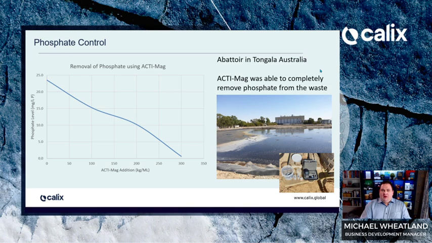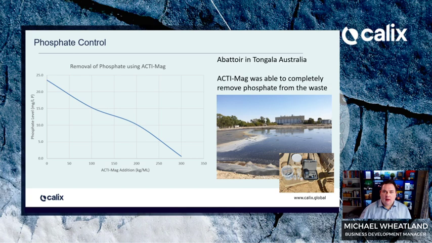One of the other benefits that I did mention before was around phosphate control. Phosphate is often a bit of a problem if you're discharging into waterways. So ACTI-Mag, being a really high surface area product, has really porous particles, a bit like popcorn. The phosphate actually forms a crystal inside the particle, and when it gets to the treatment plant, it discharges with the sludge instead of going out with the liquid. That way, we see a reduction in the phosphate going out with the liquid.